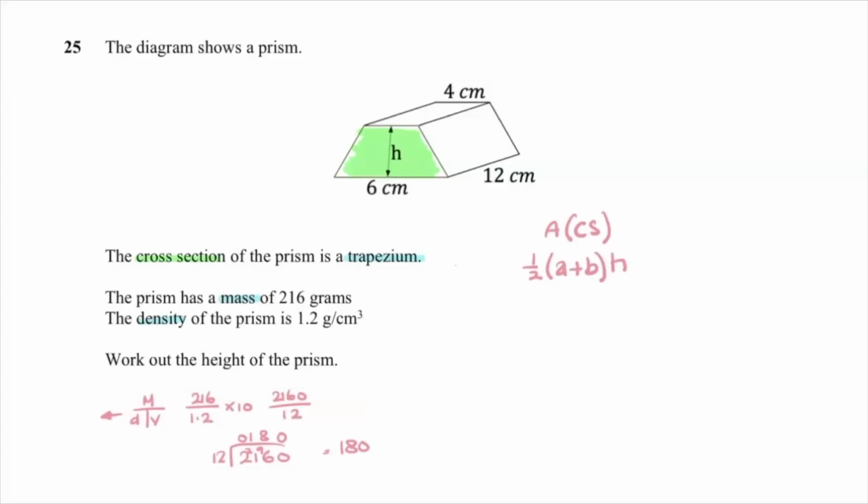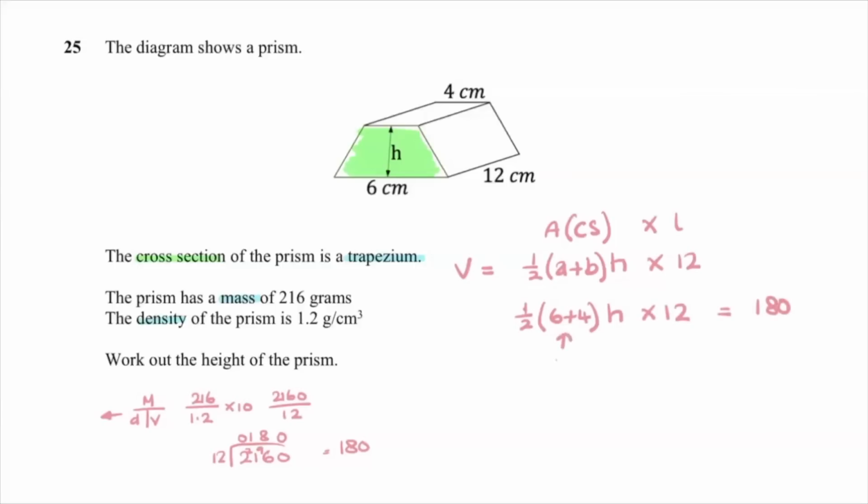So my volume is the area of the cross section times by the length, which is times by 12 in this case. But we can also get some of these numbers in as well. So A and B are our parallel sides. We times that through by the length, that equals our volume of 180.